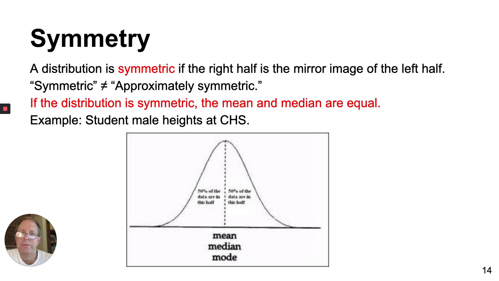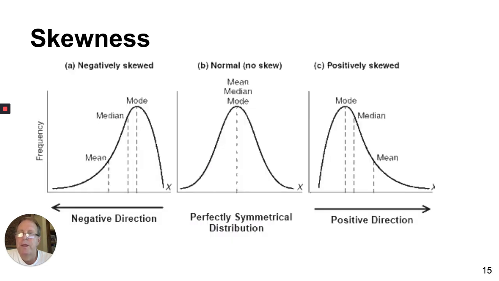Here I have a symmetric distribution of student male heights at Capel High School. It's symmetric, so therefore the mean and the median are equal. Skewness. Now, I have a graph here showing skewness. The graph on the left is negatively skewed, or more commonly we will say that it is skewed to the left. If the distribution has a broad tail to the left, it is left skewed. If the distribution has a broad tail to the right, as in the right graph, it is right skewed.